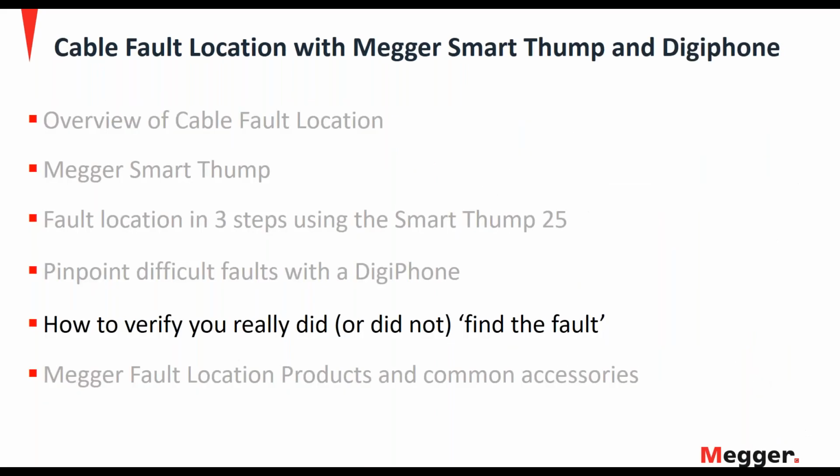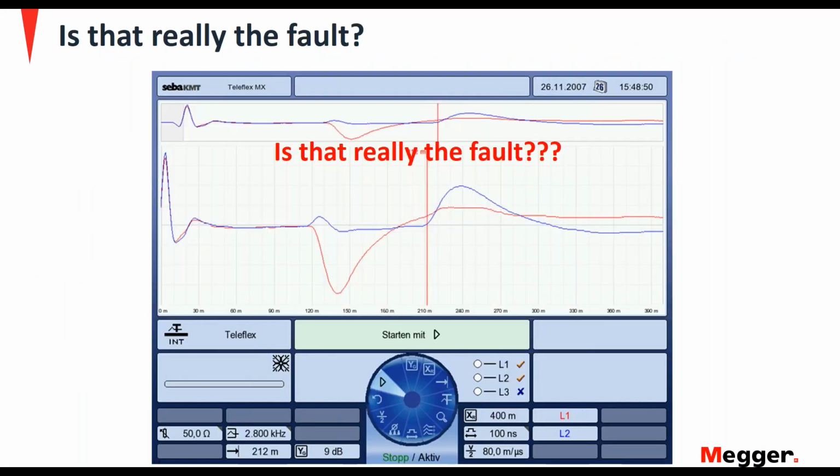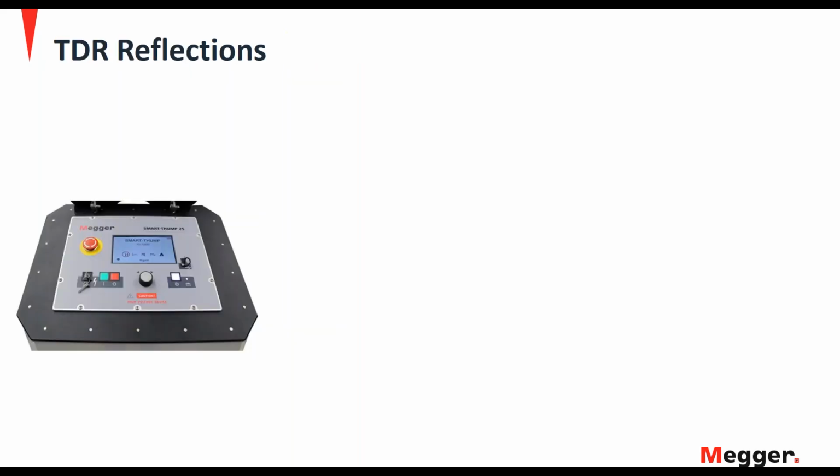Okay, so let's switch gears here just a little bit and talk about how you can verify you really did or did not find a fault. We're going to transition back to the arc reflection method a little bit here. And what we want to know is we have some kind of a display. Is it really representative of the fault distance? So in this case, on this particular display right there, that's the fault. Is that a real fault? So let's dive into that a little bit.